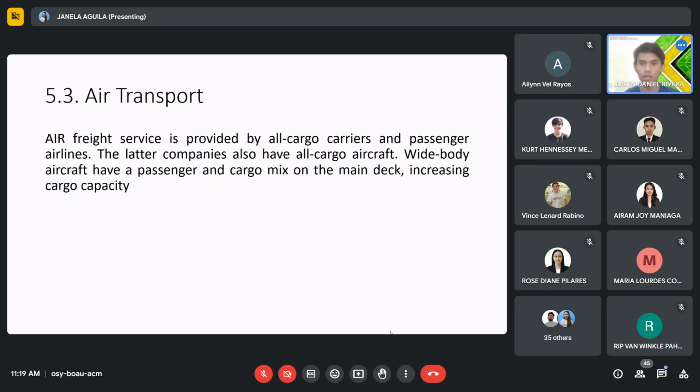So, yung integration ng refrigerated cargo services within passenger airlines operating all-cargo aircraft underscores their adaptability to diverse cargo needs. So, wide-body aircraft naman po, which have dual passenger and cargo capacity, featuring dedicated compartments for refrigerated cargo, enhance the efficiency of transporting perishable goods or the commodities. So, beyond refrigeration considerations, air transport offers speed, global reach, and versatility for various commodities.